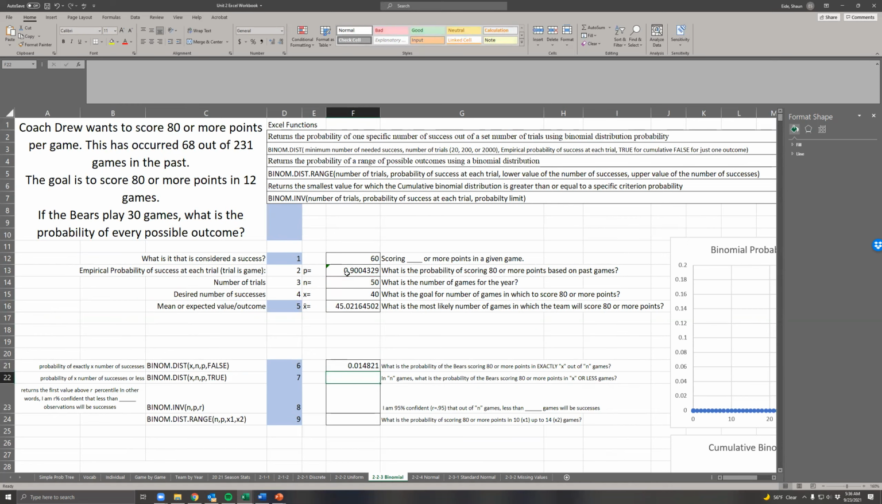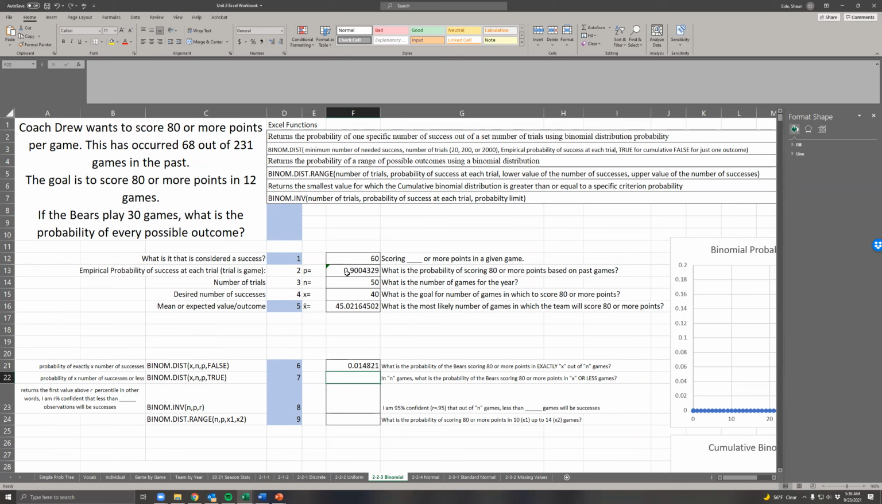So that right there is going to give us 0.0148. So the probability of getting exactly 40 games where we win 60 or more points is going to be roughly 1.4%. Okay, given that the probability is true.